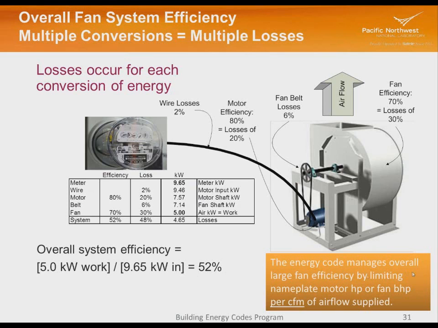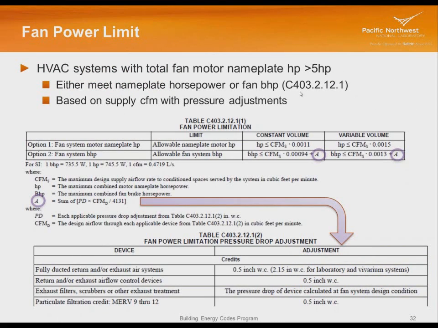So the energy code manages the overall large fan efficiency by limiting the nameplate motor horsepower or the fan brake horsepower per CFM of airflow supplied. So we just do a simple ratio. That way you don't need to get into the detail of all these different stages of efficiency. Let's see how that works. So there's a good old fan power limitation table. Again, this is a reference for 2015 IECC. It either meets the nameplate horsepower or the fan brake horsepower. And we've got a different requirement for constant volume and variable volume.